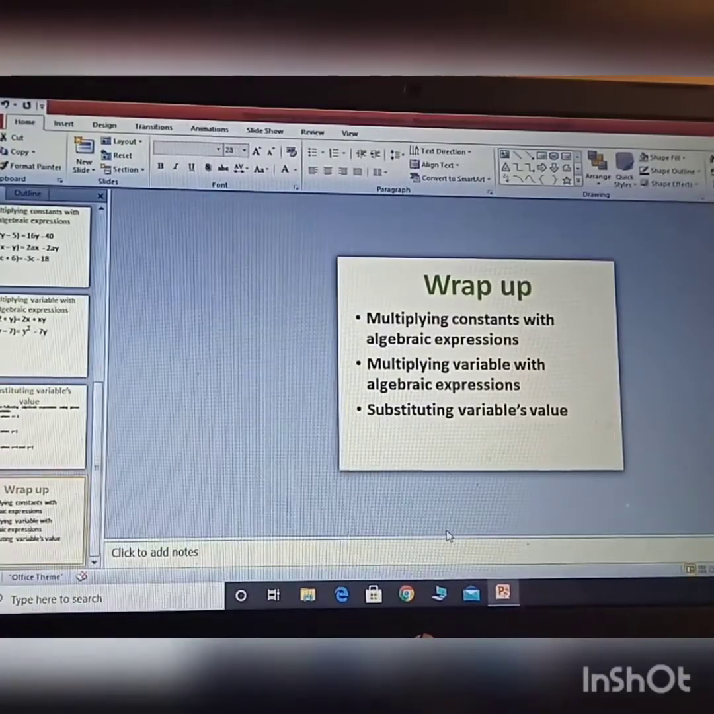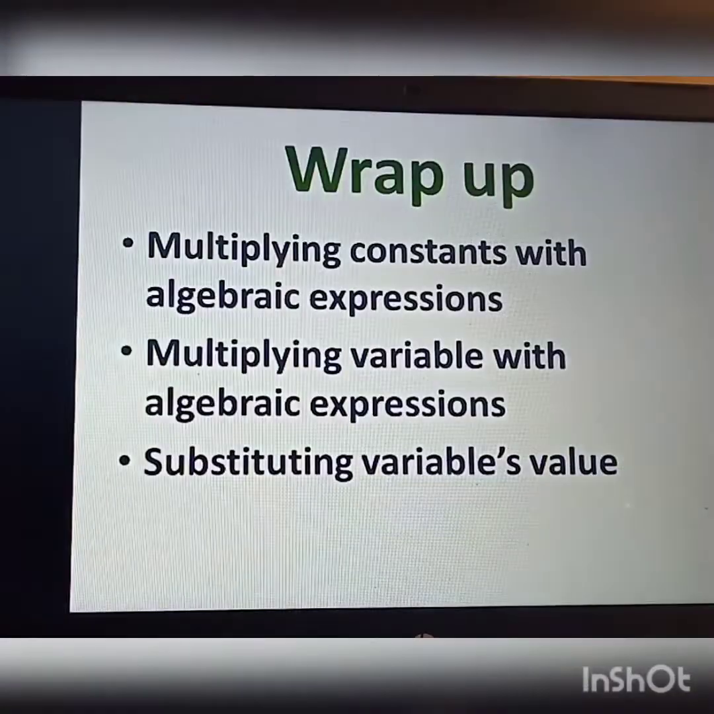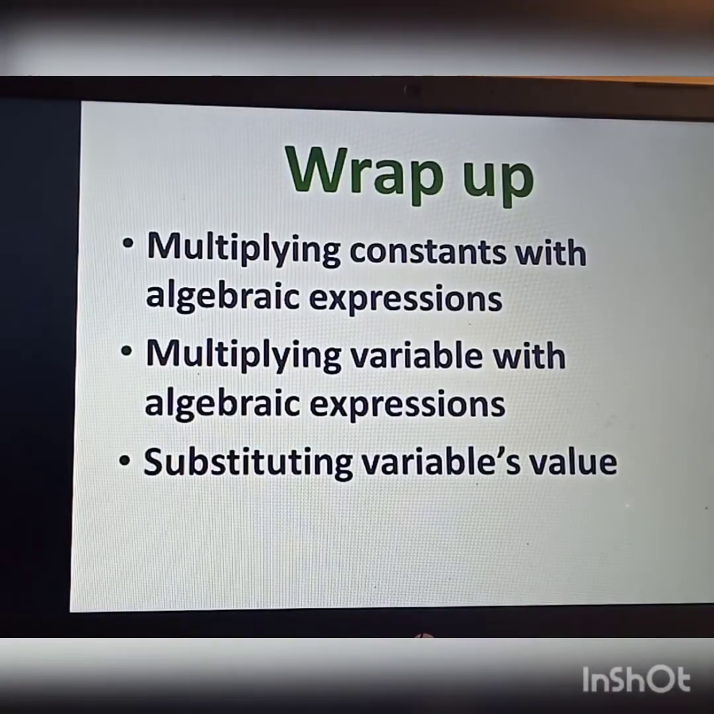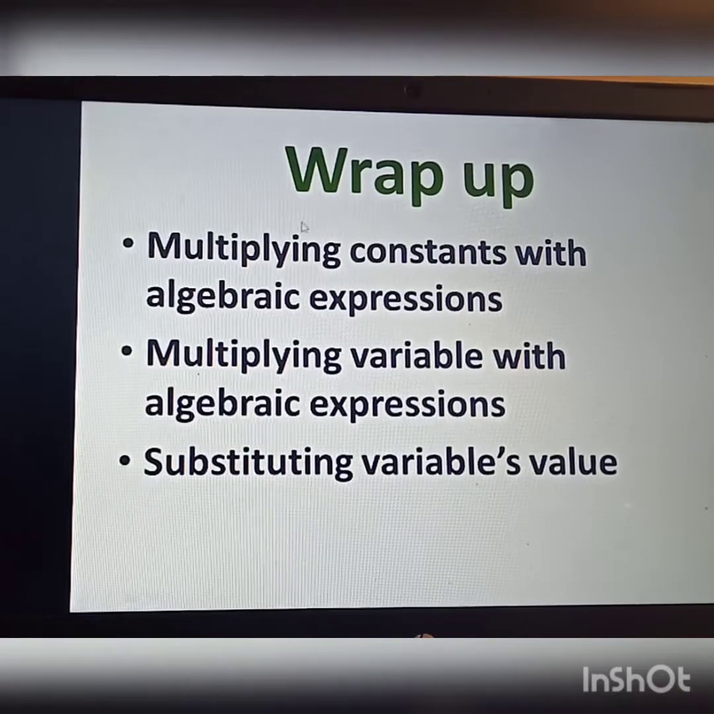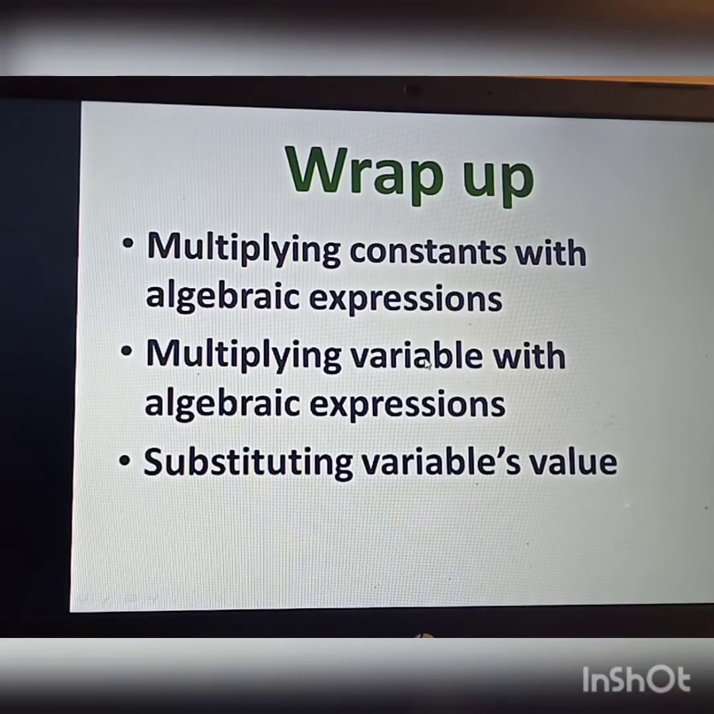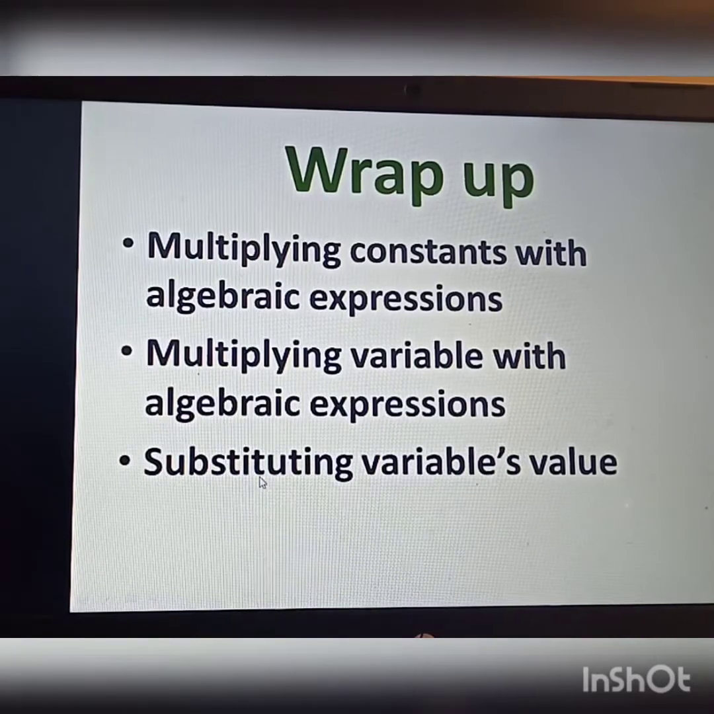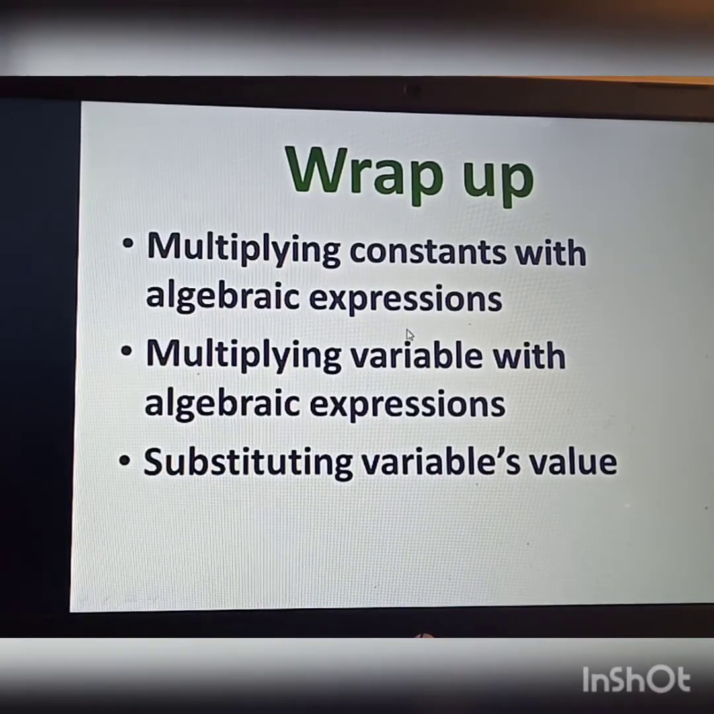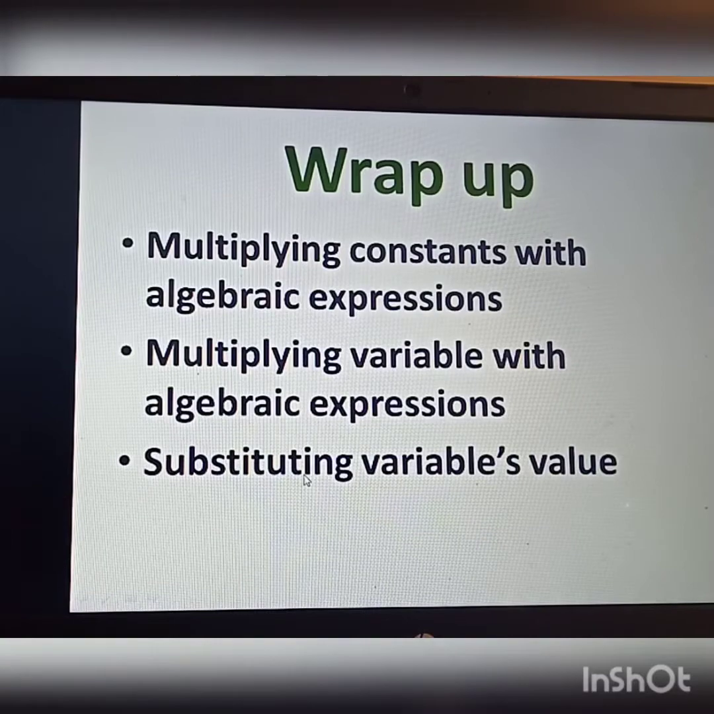So let's wrap up this session. Very simple and easy work for grade 5 and 6 to understand. Wrap up: multiplying constants with algebraic expressions, multiplying variable with algebraic expressions, and the third target was substituting variable's value. I hope these three targets have been achieved and you people have understood them.